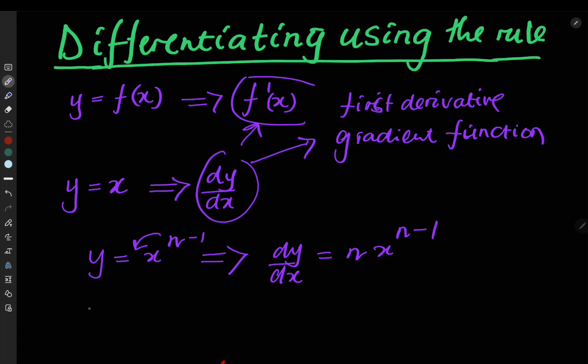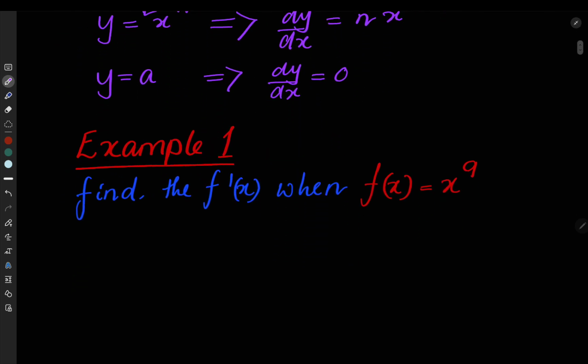Now, the other thing that you need to understand is that if you have got y is equal to a, let's say a is a constant like value 6, 3, or any other value that doesn't have a variable x, then the derivative of that dy dx will be equal to 0. So the derivative of any constant is equal to 0. So now let's get into some examples and explain this further.